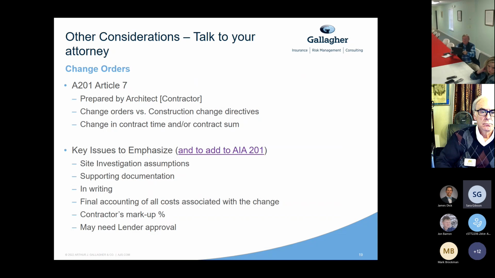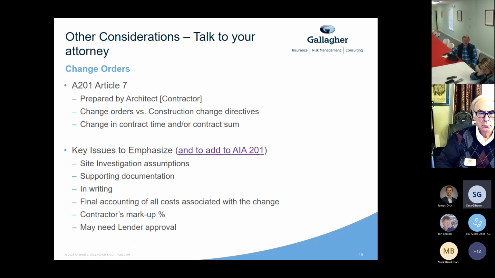And change orders are addressed in these AIA contracts. You want to make sure your attorney is adding in and emphasizing clauses that will help you reduce the cost of those change orders. So make sure you understand what the markup percentage is, and that you're getting supporting documentation for what the costs are.